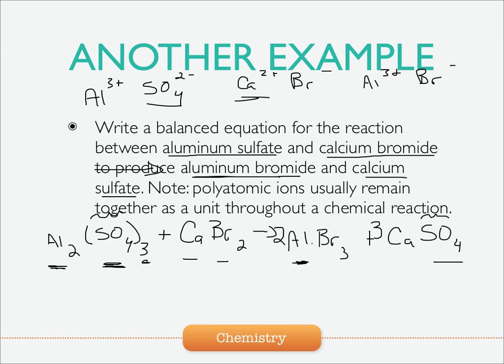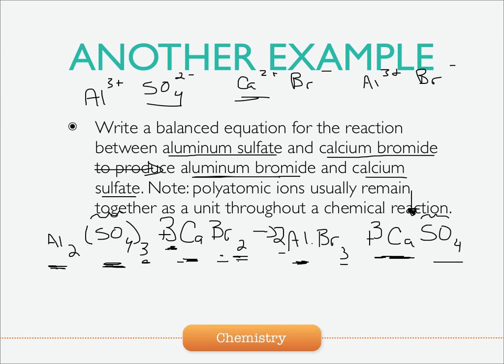Now let's look at calciums. I've got the 3 now because I put this 3 here. By the way, you can never put coefficients in the middle. That is a no-no. That would be like cutting yourself in half and saying we're going to double the amount of legs by putting a 2 in the middle of you. You can't do it. So we put that out front. 3, 3. Now we're good. Let's check our bromines. Here I've got 3 times 2, here I've got 2 times 3, so there's 6.